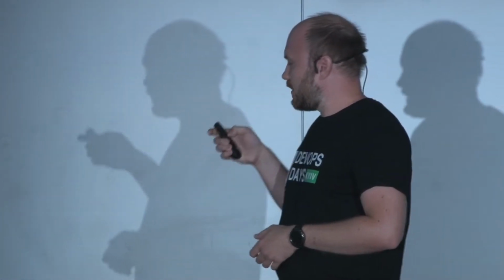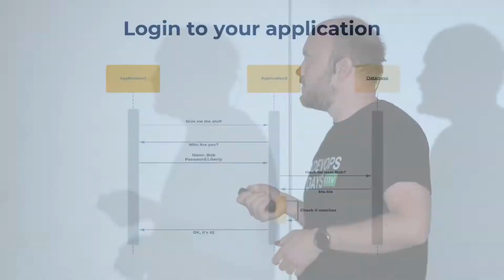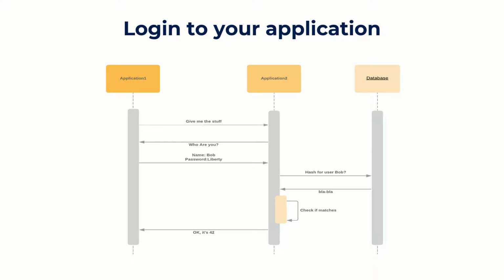So how would the login to a typical application actually work? Imagine you have application 1 and application 2. This could be a backend and some kind of service API. It doesn't really matter. So first, there is a request like, give me the stuff, and the application says, who are you? And the other application would answer, my name is Bob, and my password is Liberty.